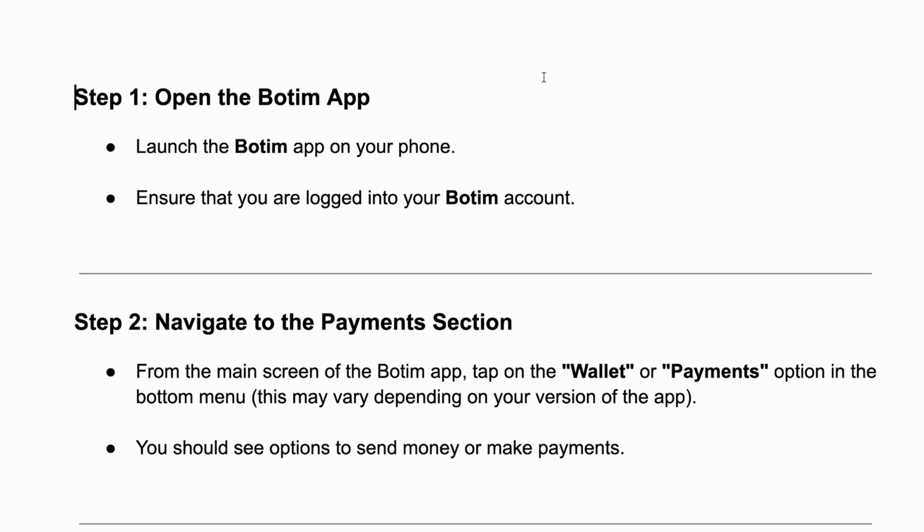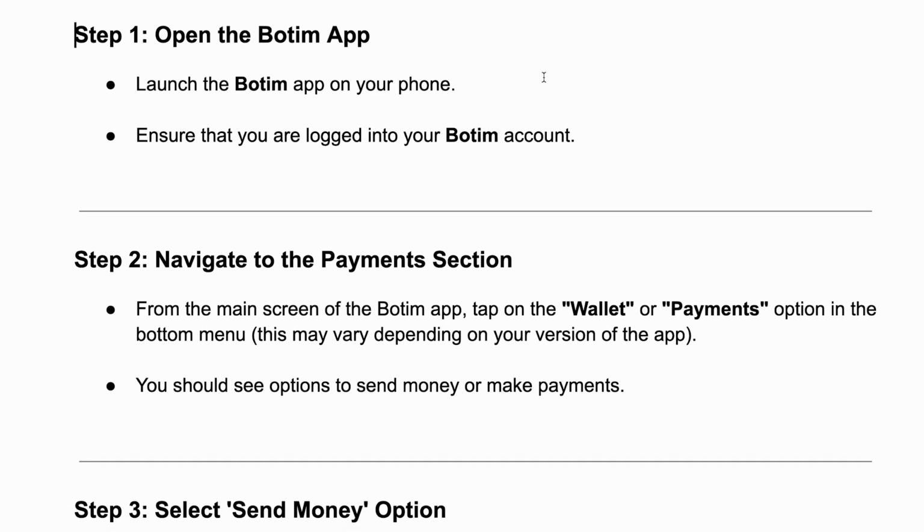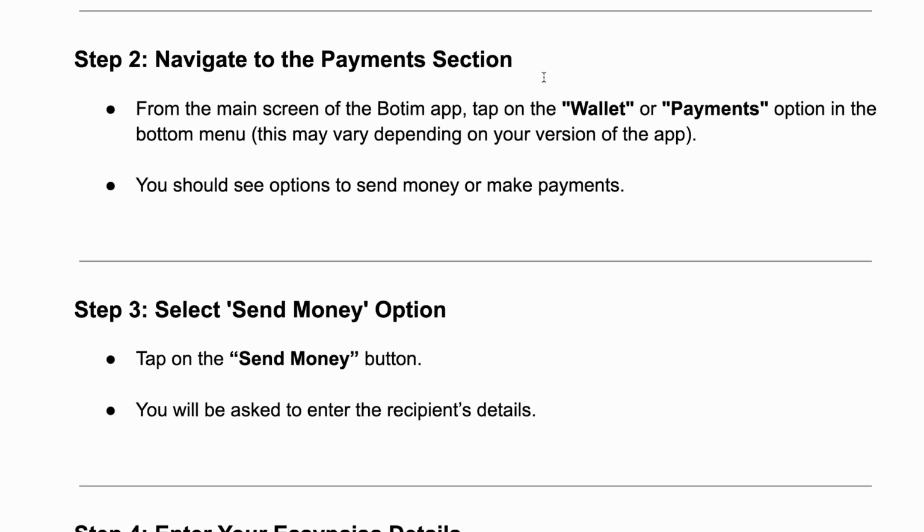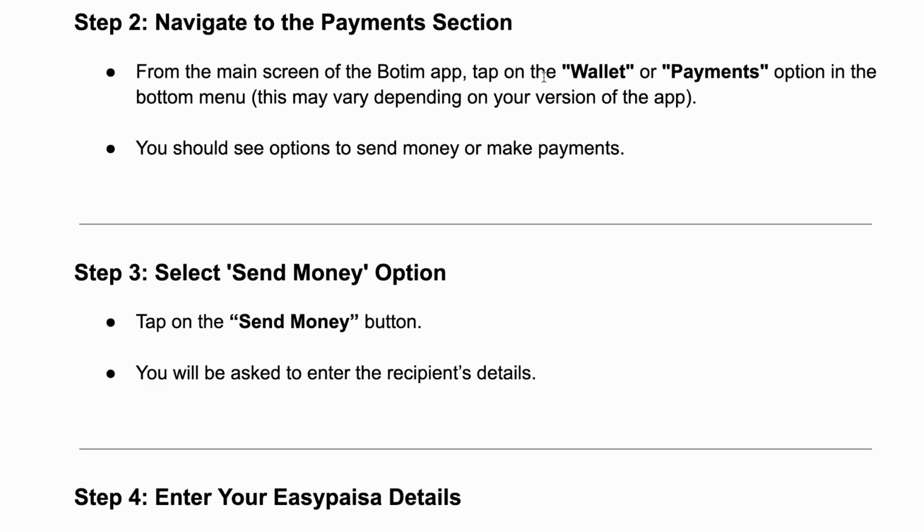How to send money from Botim to Easypaisa account. First, open up the Botim app on your phone. Ensure that you're logged into the Botim account. Then navigate to the payments section from the main menu of the Botim app.